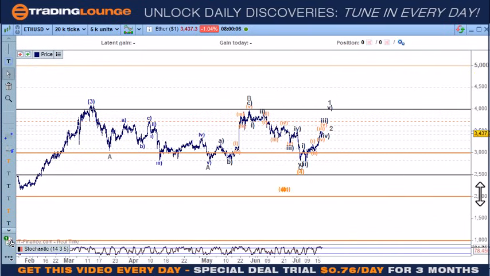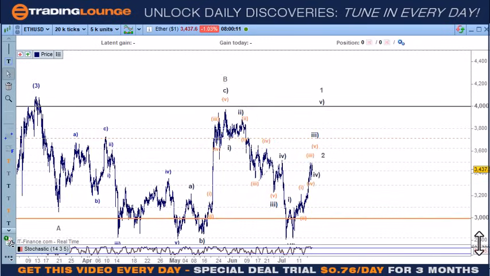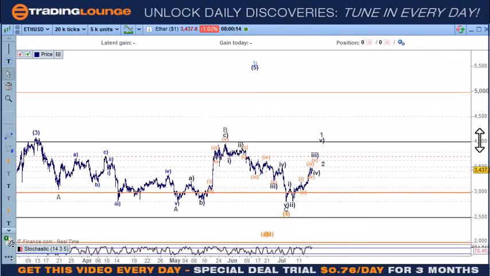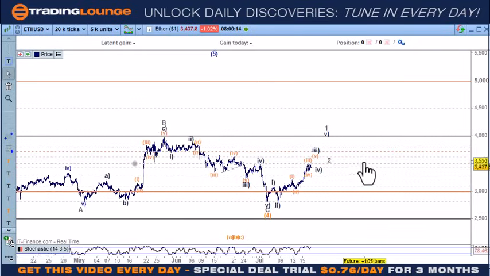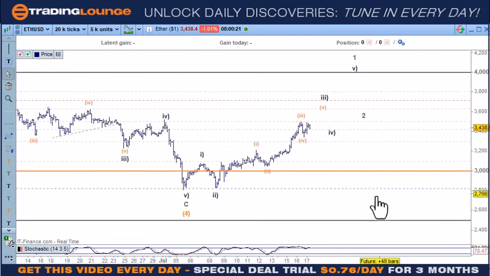Richard Wyckoff's work again, more so than Gann's, but yeah, we'll be looking for further upside, and this will be the same pattern for Solana as well, and anything that's in this particular thing here. I haven't looked at XRP, but I think that could be in the same sort of vein as well. So looking quite good. I mean, let's see how we go.